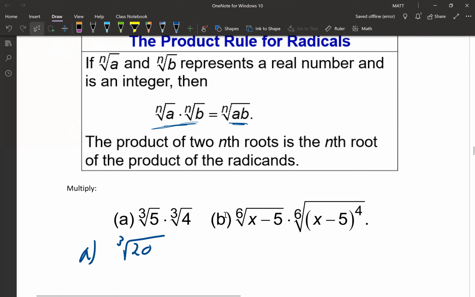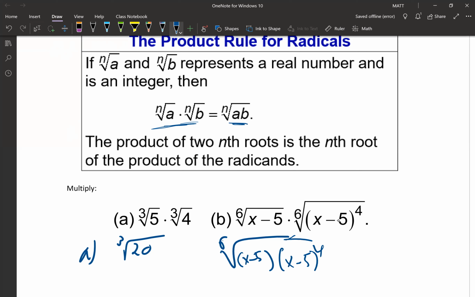If I look at b, notice that we have x minus 5 as one of them, and we have x minus 5 to the 4th. So that's the same thing as saying we have the 6th root of x minus 5 multiplied by x minus 5 to the 4th. And x minus 5 multiplied by x minus 5 to the 4th, well, notice that they have the same base, and this is to the first power, so we can add the exponents. So this is the same thing as saying we have the 6th root of x minus 5 to the 5th power.